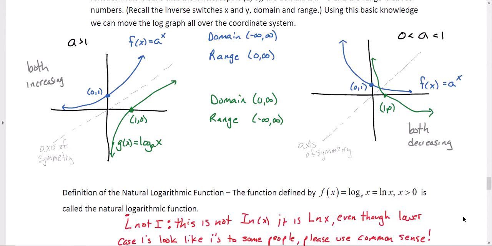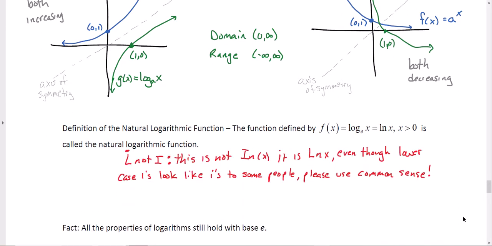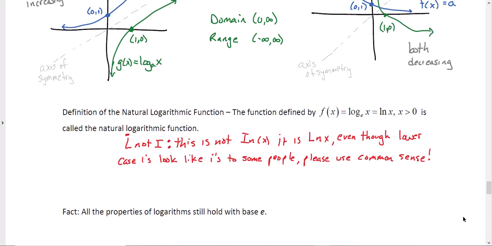Other than that base of 10, we have another special logarithmic function. It's called the natural log function, and it uses e, the number that I mentioned at the end of part 1 of this lecture. The function defined by f of x equals log base e of x is written as ln of x. In Latin, it's Logarithmicae Naturalis.